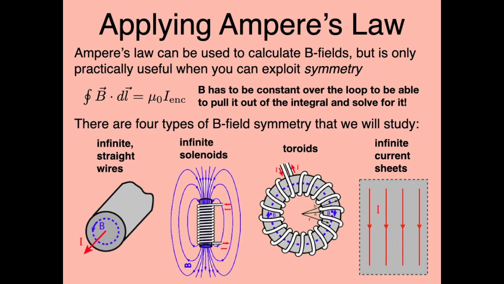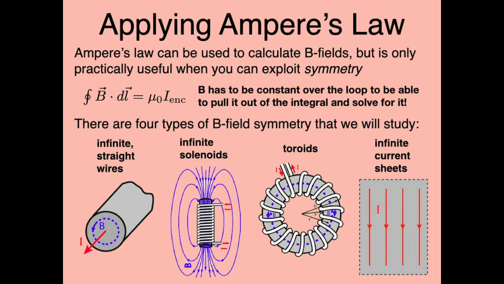Okay, the next thing to talk about is how we can start using Ampere's law to calculate a B field. Okay, so I know what the current in some kind of system looks like, and I want to use that to calculate the B field. Ampere's law gives me a way of doing that.